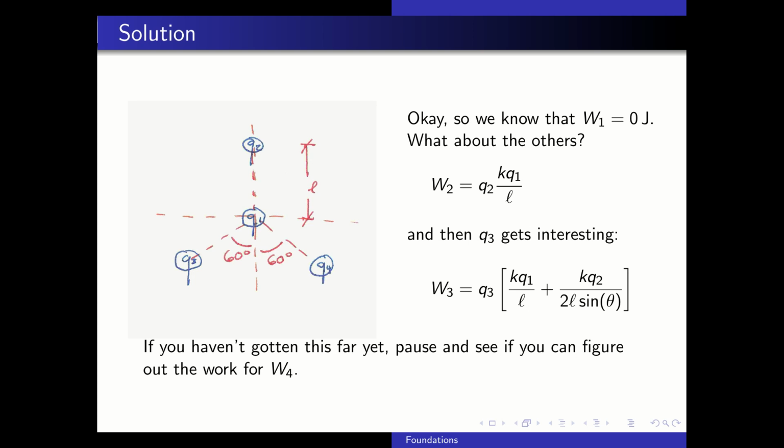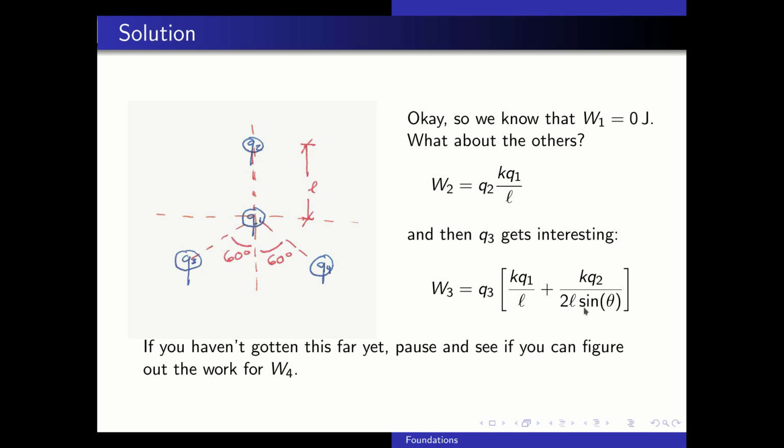When we bring charge 3 in, we now have to deal with both charges 1 and 2. And you can set this up. The first term in the square brackets here is the potential field due to charge 1. We're only a distance L away from charge 1 as we bring 3 in. And for Q2, we're a distance 2L sine theta, where theta is equal to 60 degrees.